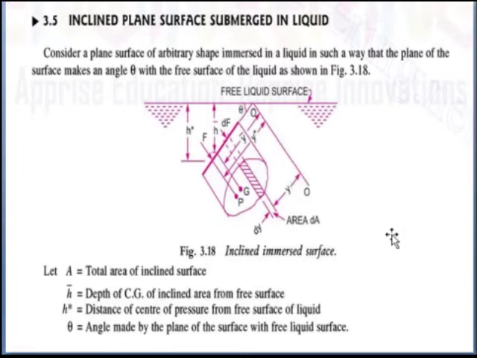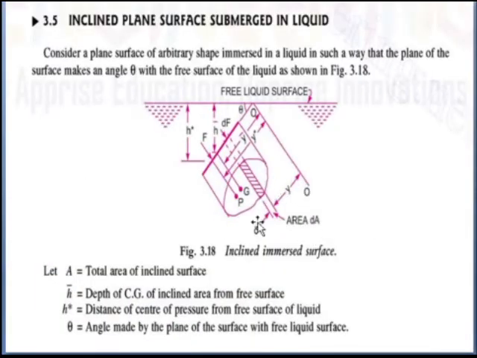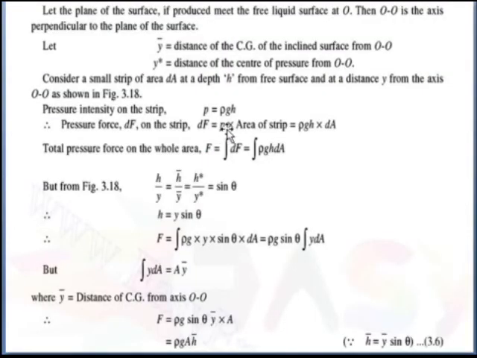Then the pressure intensity on the strip is equal to what? Pressure intensity is equal to, the formula is rho g h. Then the pressure force dF on the strip is equal to what? dF is equal to P into the area of the strip. The pressure force on the strip is given by the intensity of pressure into the area of that strip, which is equal to rho g h into the area of the strip, dA.